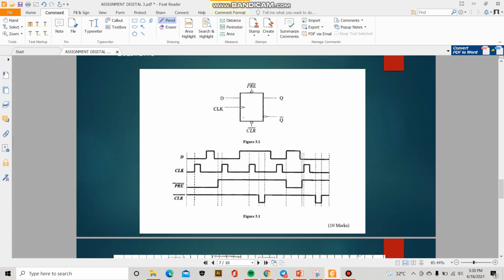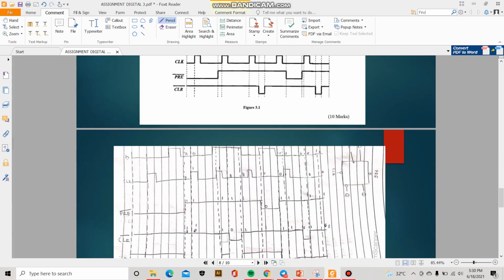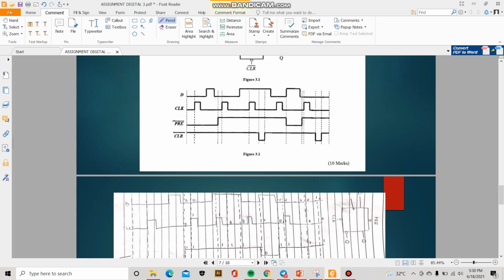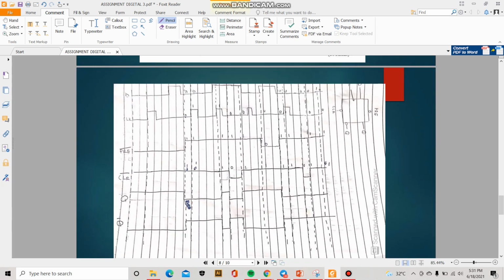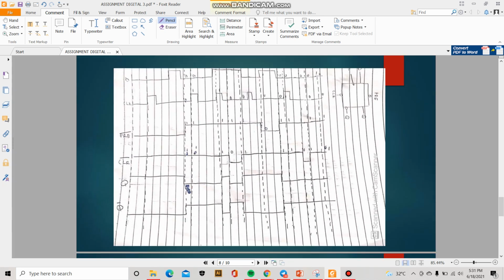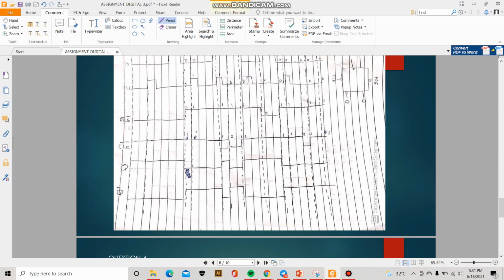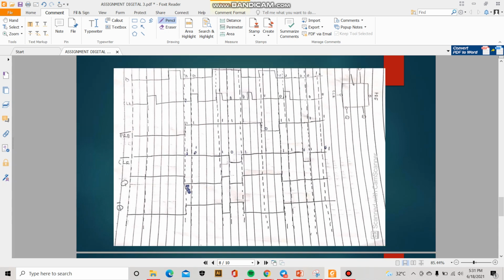Okay, for question 3, preset and clear. We know that for normal operation, preset and clear have to be 1 and 1. When 1 and 1, we can use the D flip-flop. So I assume like this. So when preset and clear are 1 1, we just use the D flip-flop, the same as the output, so 0.